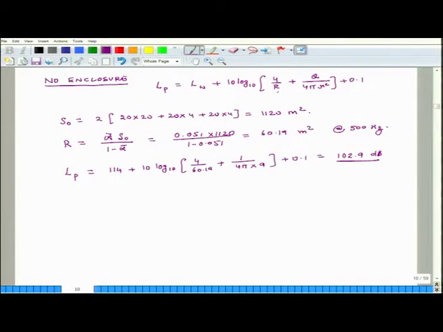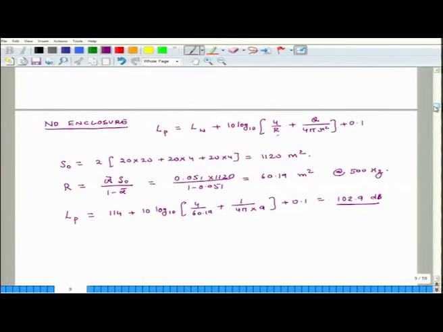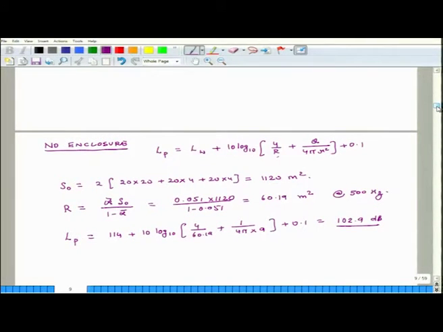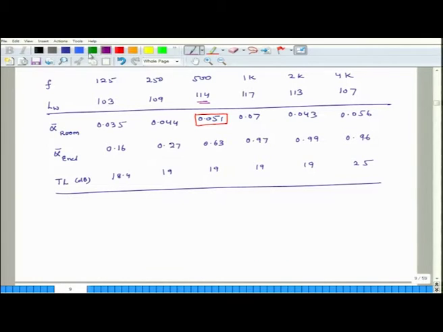Just because of the 500 hertz band, the person is going to perceive 103 decibels. It is very noisy. He will not be happy at all, and more than that, he will become sick after some time if he keeps on listening to this noise level. So, what I have shown you is how to compute LP for 500 hertz. You can use exactly the same method for computing LP at all other frequencies. So, I will write down the value of LP.